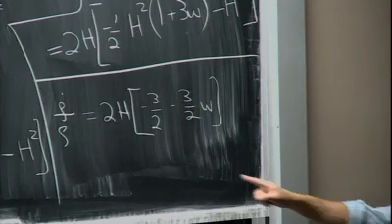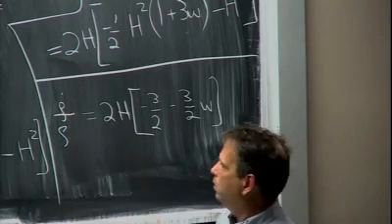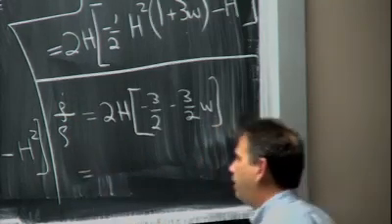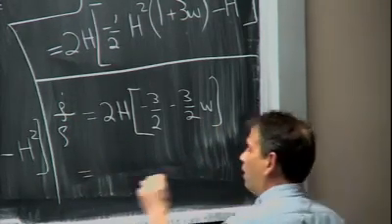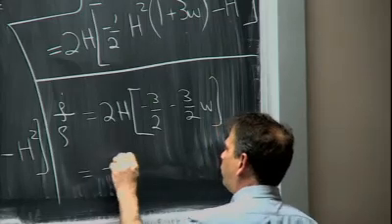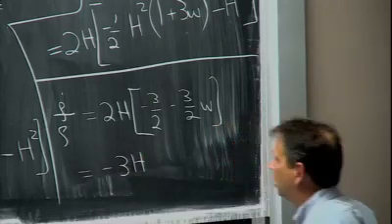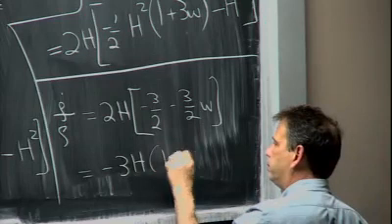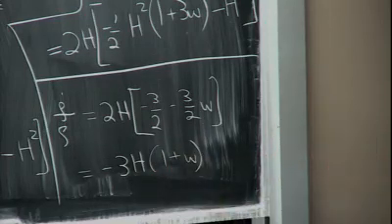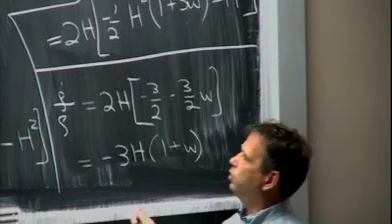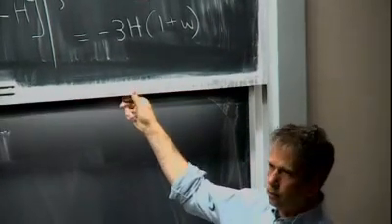So this says that the derivative with respect to time of the log of rho is equal to minus 3H times 1 plus w. That tells you how the density of a species evolves with time. Questions about that?